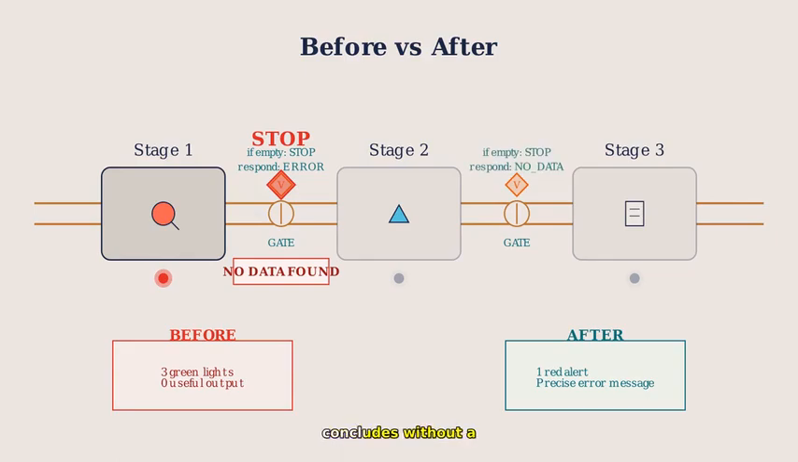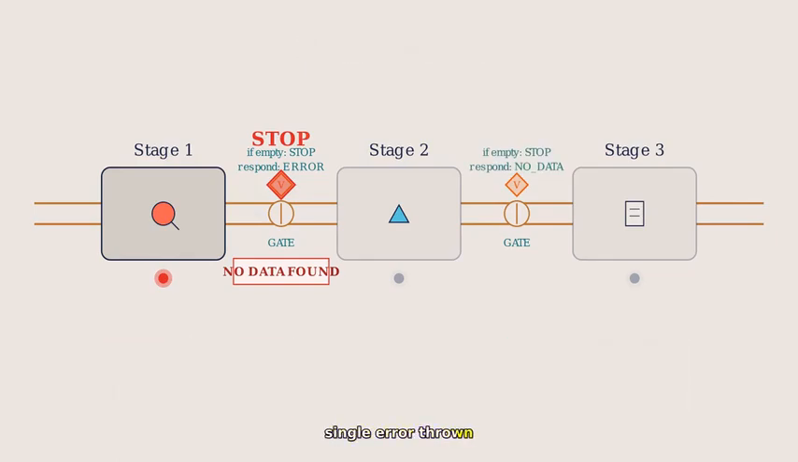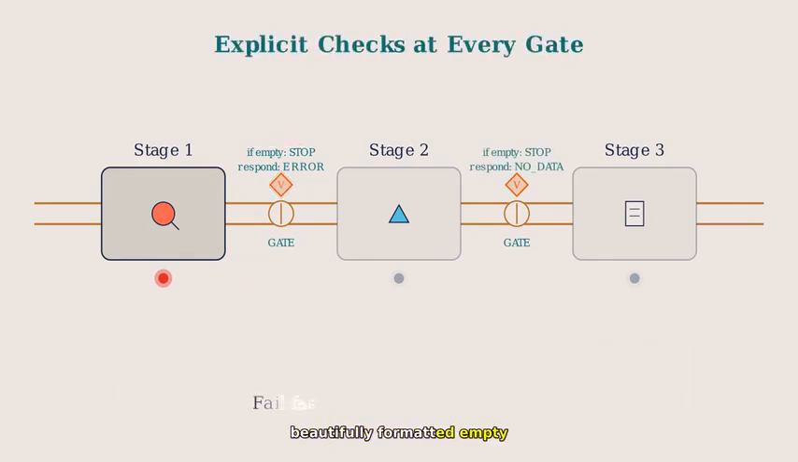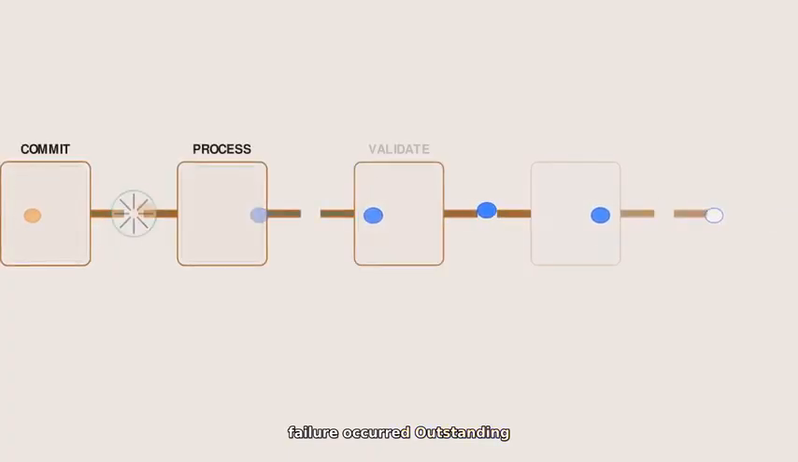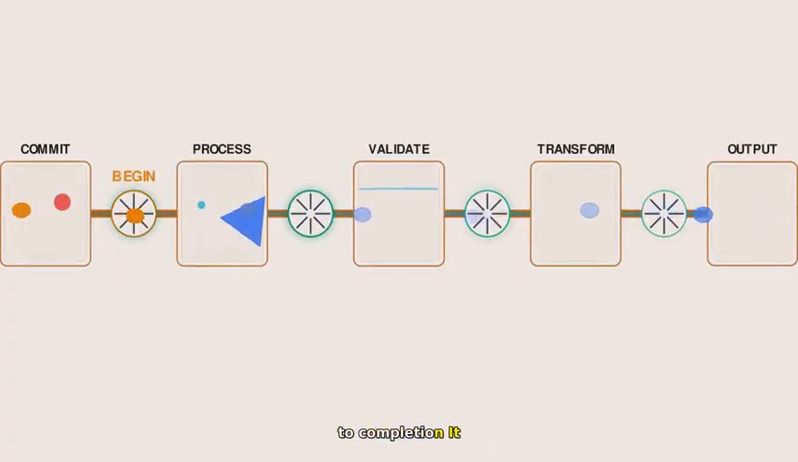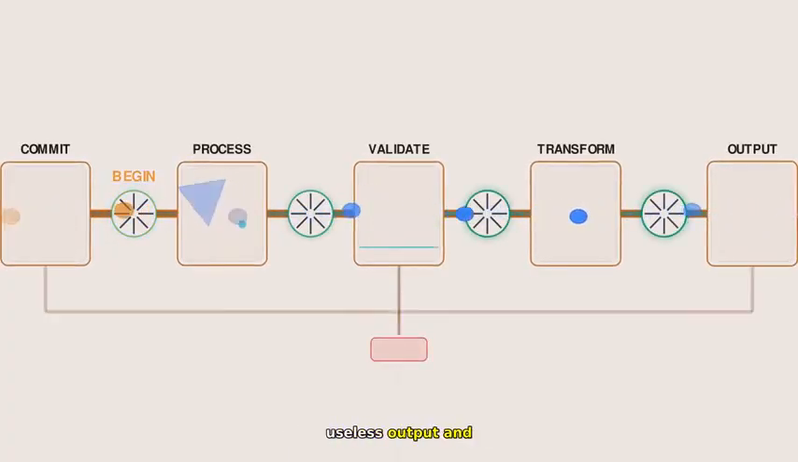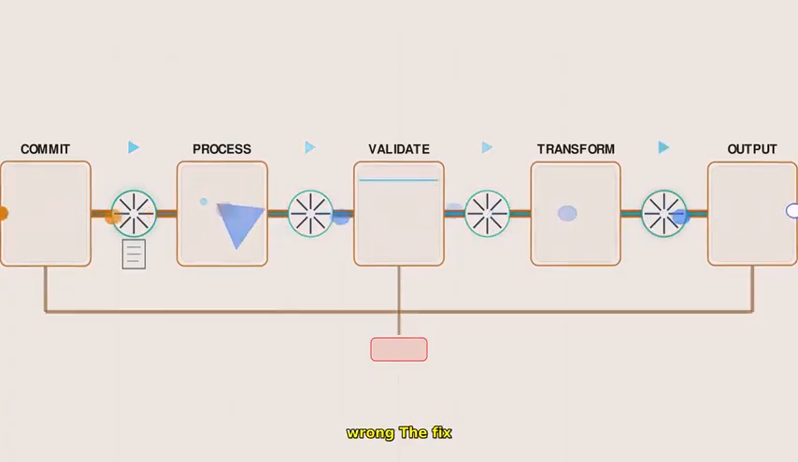The pipeline concludes without a single error thrown. You get a beautifully formatted, empty report. And you have absolutely no idea at which stage the actual failure occurred. Outstanding. The pipeline ran to completion. It just produced completely useless output, and you can't tell where it went wrong.